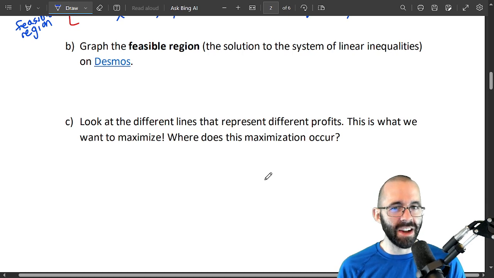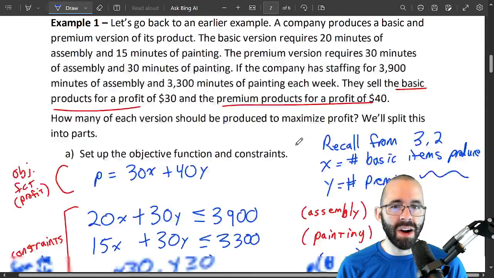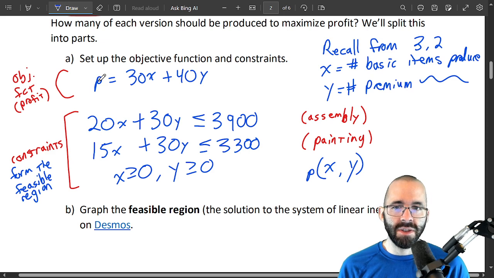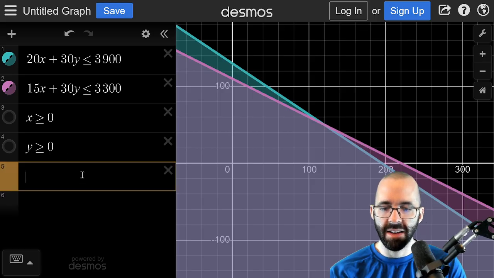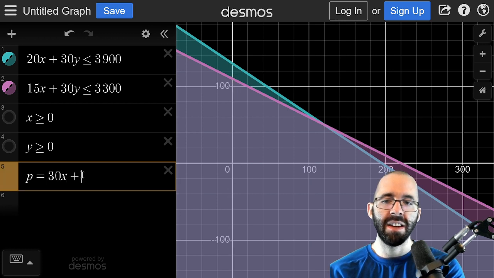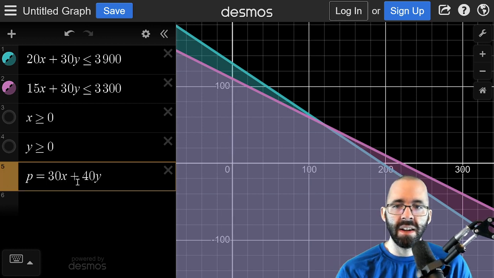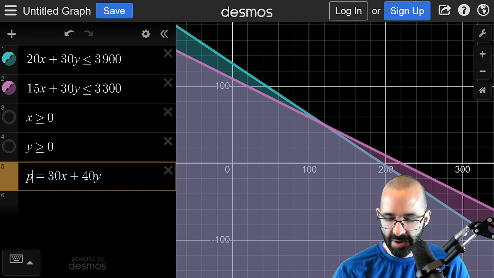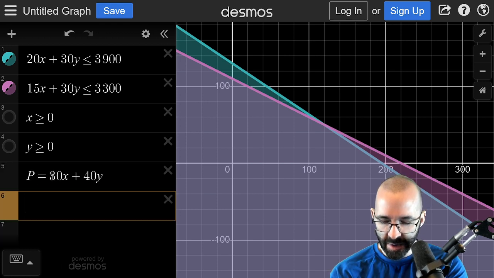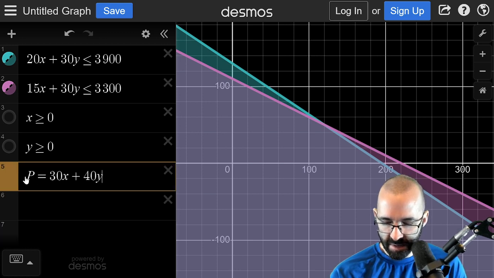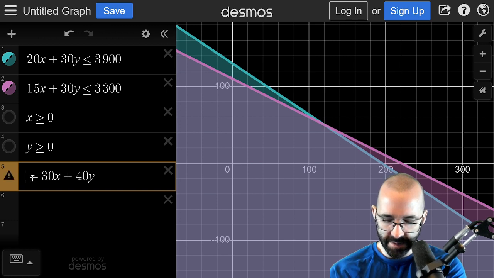This is where things are kind of weird. We want to maximize the profits. So the profit is 30x plus 40y. Profit is 30x plus 40y. Now what I want to do, now it's not offering me the option anymore, so I'm going to maybe write a capital P.